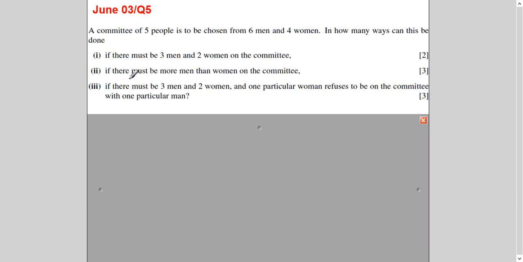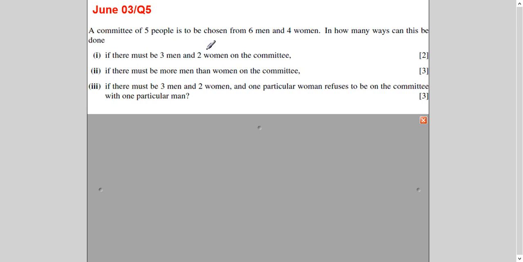Now this is from June 3. A committee of 5 people is to be chosen from 6 men and 4 women. Now there are 3 questions around this information. Number 1, if there must be 3 men and 2 women. So straight away from 6 you are selecting 3 and from 4 you are selecting 2.